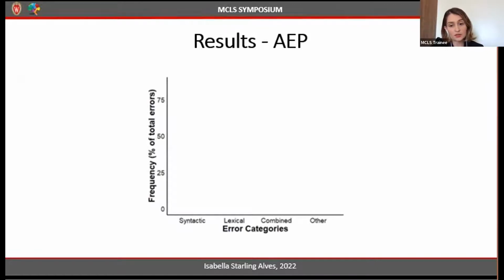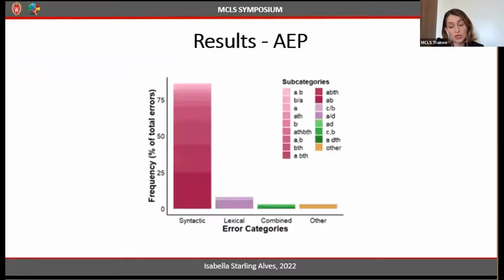For the syntactic errors, we understood this when participants changed the format of the number. So instead of writing the fraction as a numerator and then the vinculum and then the denominator, they wrote a different format. For lexical errors, they kept the format of the number but used wrong digits. Combined was when they did both. And then other was when participants left the item blank or they wrote something that was not a number, for example.